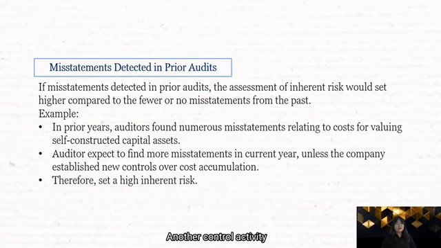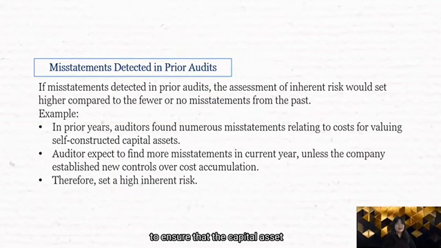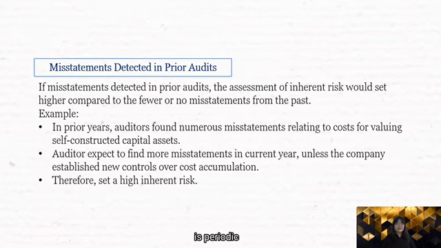Another control activity to ensure that the capital assets are recorded accurately is periodic comparison of the detailed records in the subsidiary ledger with the existing capital assets. Physical examination may be limited and not reliable for the larger entities.